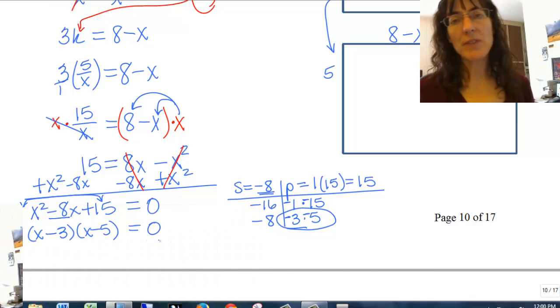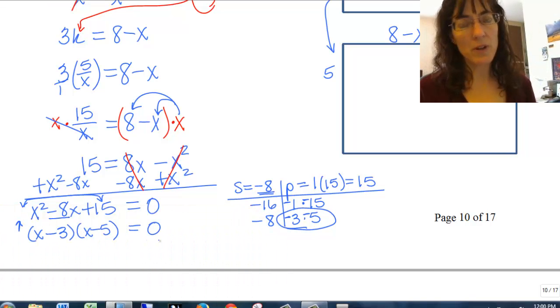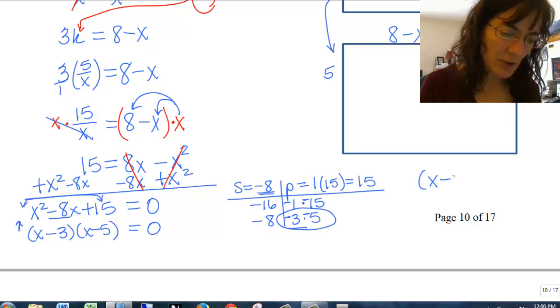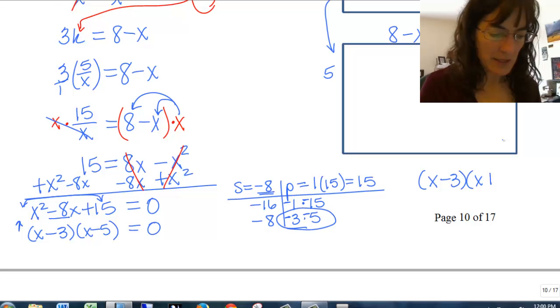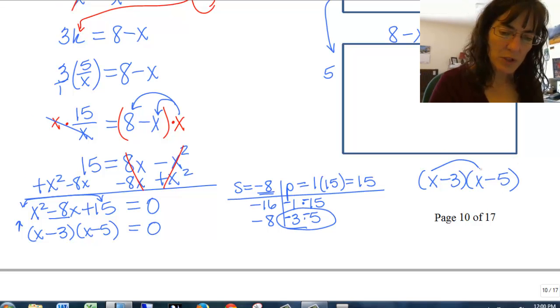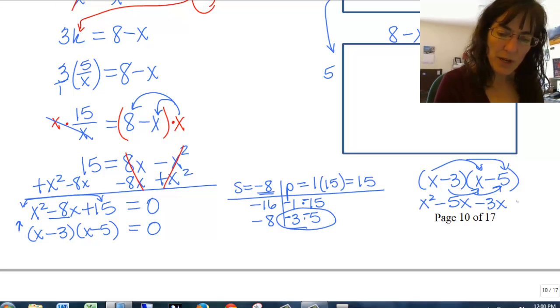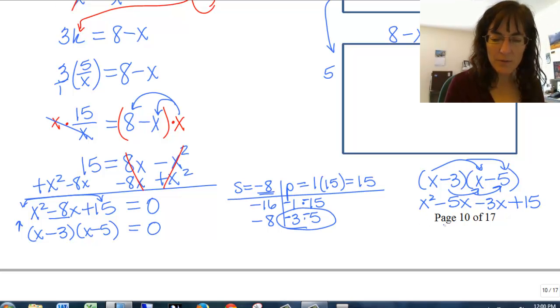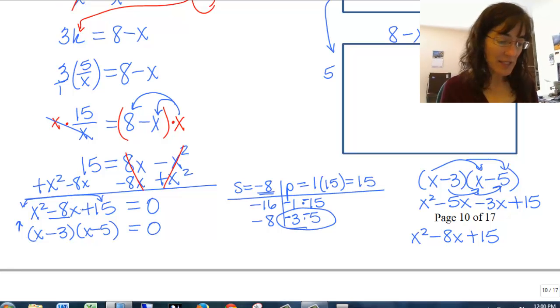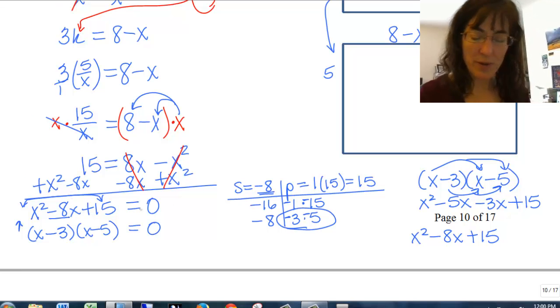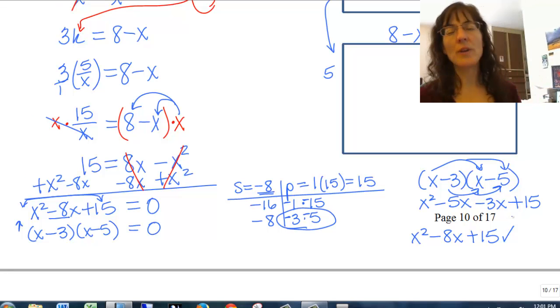Now, if you haven't factored like this before, or you haven't factored in a long time, you really need to check these factors. So I have x minus 3 times x minus 5, and I want to double check by distributing this x. So it'll be x squared minus 5x, and then distribute the negative 3. So that'll be negative 3x, and then a plus 15, and then I have x squared minus 8x plus 15. And that's exactly what I started with just before I began factoring, so I know my factor pairs are correct.